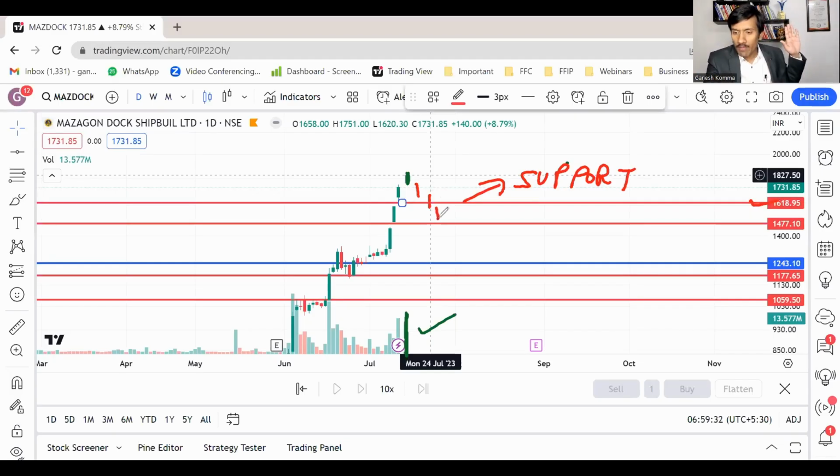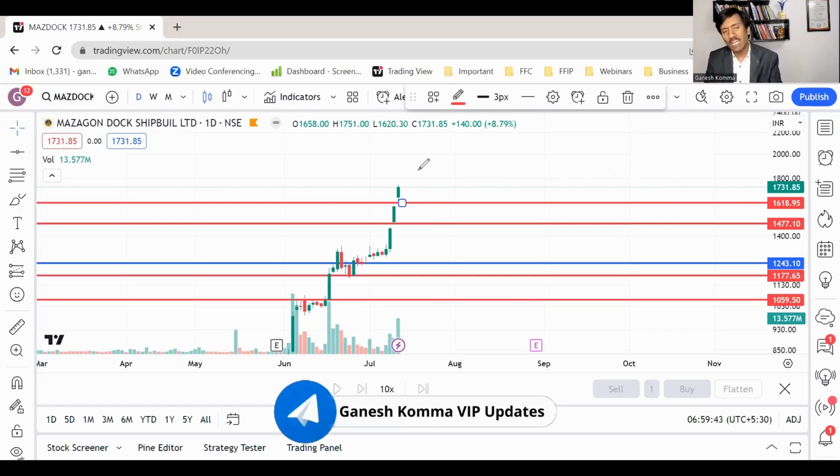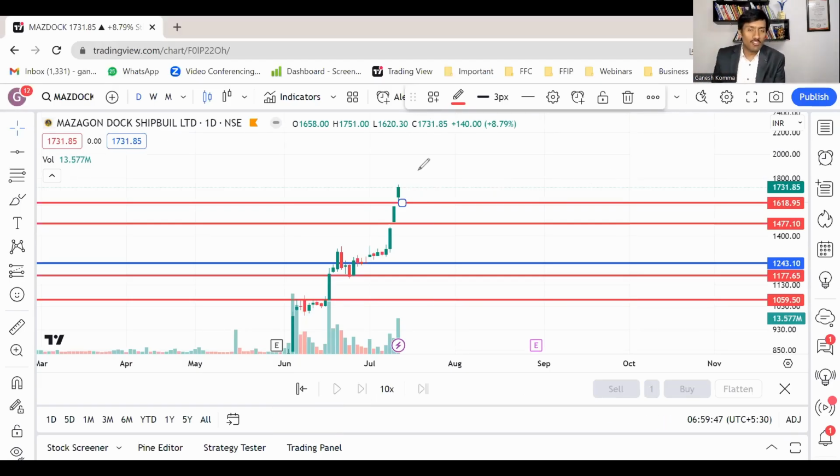Just for the benefit of everyone, let me repeat, and do not worry guys, we'll be discussing multiple examples like this, and this is not something I'm explaining only for Mesogon. This can be applicable for any company at a higher level, and if you want to take a fresh exposure, there are two conditions to follow. Condition number one, the stock should open above yesterday's closing price with a very, very good volume.